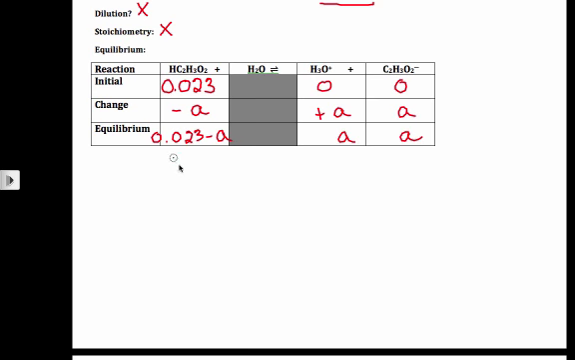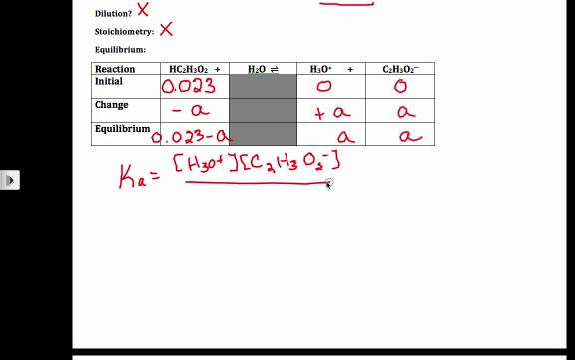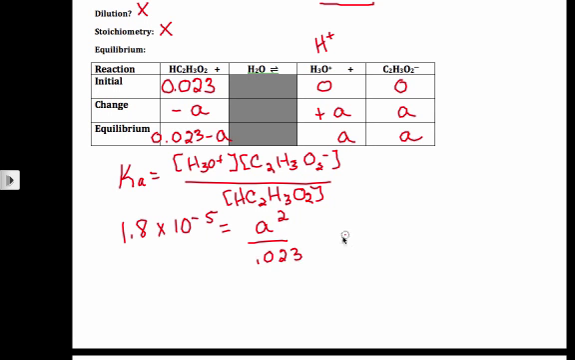Okay, so Ka is equal to our products, H3O plus. Make sure you know how to do this. You will typically be asked explicitly for this on an AP question. So you need to know how to write an equilibrium constant. What's nice about acid and base equilibria is we always deal with one H plus at a time. So you'll always have 1-to-1 mole ratios. It makes it a little simpler in that sense. All right, so I have 1.8 times 10 to the minus fifth is A squared over 0.023.